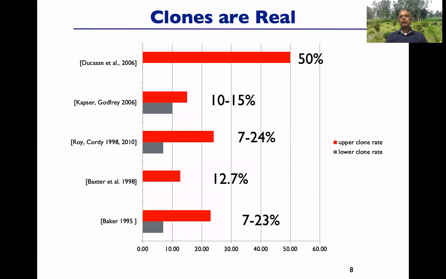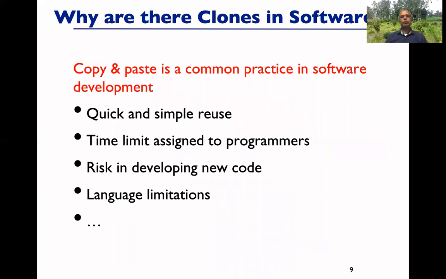So the question is, are there really clones in the system? And the answer is yes. Sometimes the clones could be 50% in the software systems. Why are there so many clones in software systems? The answer is obvious, because copy and paste is a common practice. And also, of course, it is very simple to reuse a piece of code from an existing one.